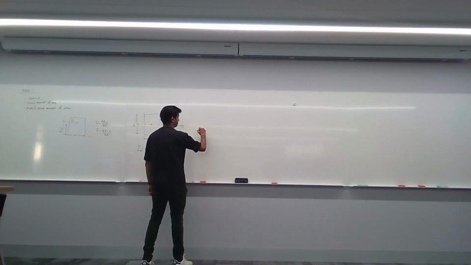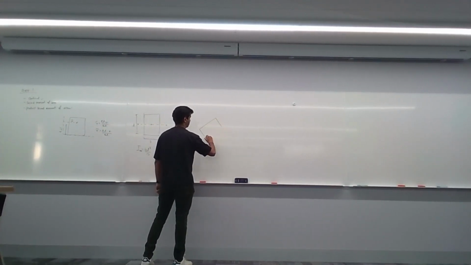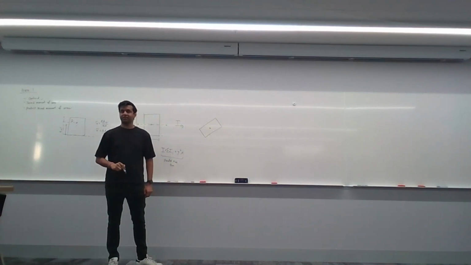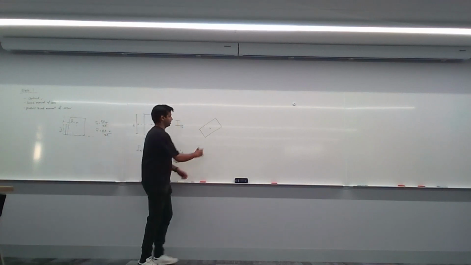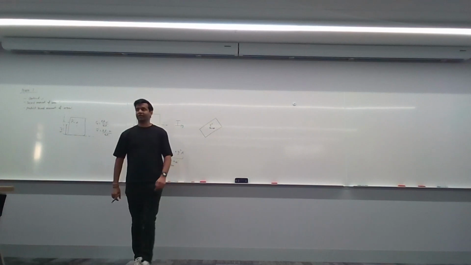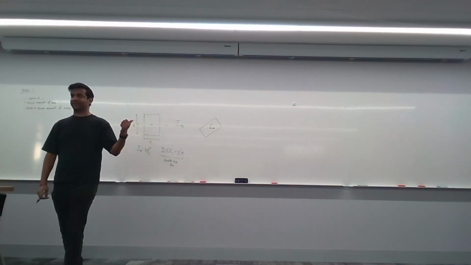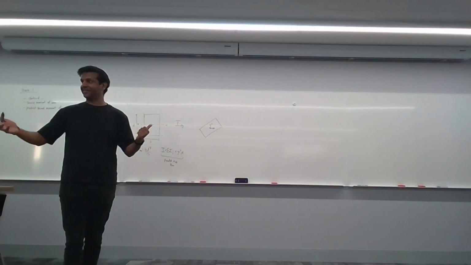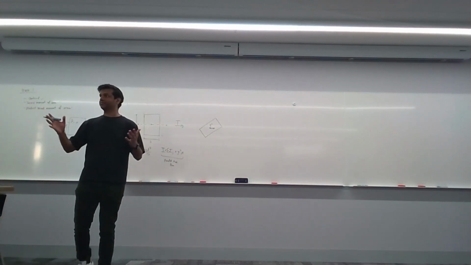Now, if I do this, is Ixy 0 for this? Same shape, still a rectangle. Imagine that's your y, this is your x. Is Ixy for this rectangle 0? Yes? No? No? Okay. Answer is no.